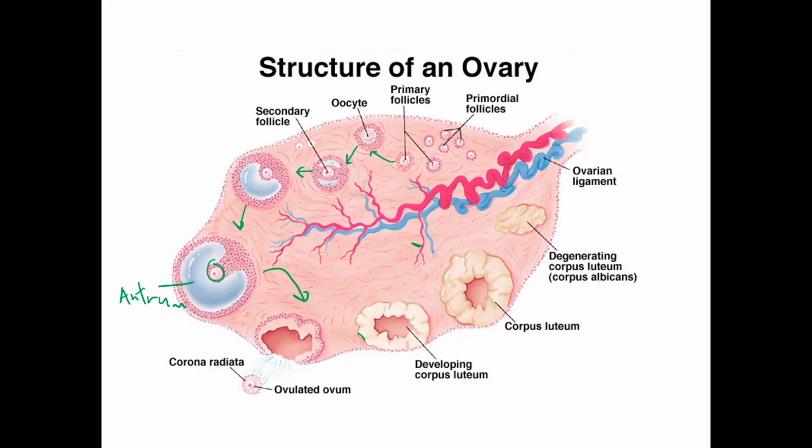But what's left of the follicle still has a use. It's not there for nothing, right? What is left of the follicle is going to develop now into the corpus luteum. And the corpus luteum is very, very important for the production of progesterone, okay?